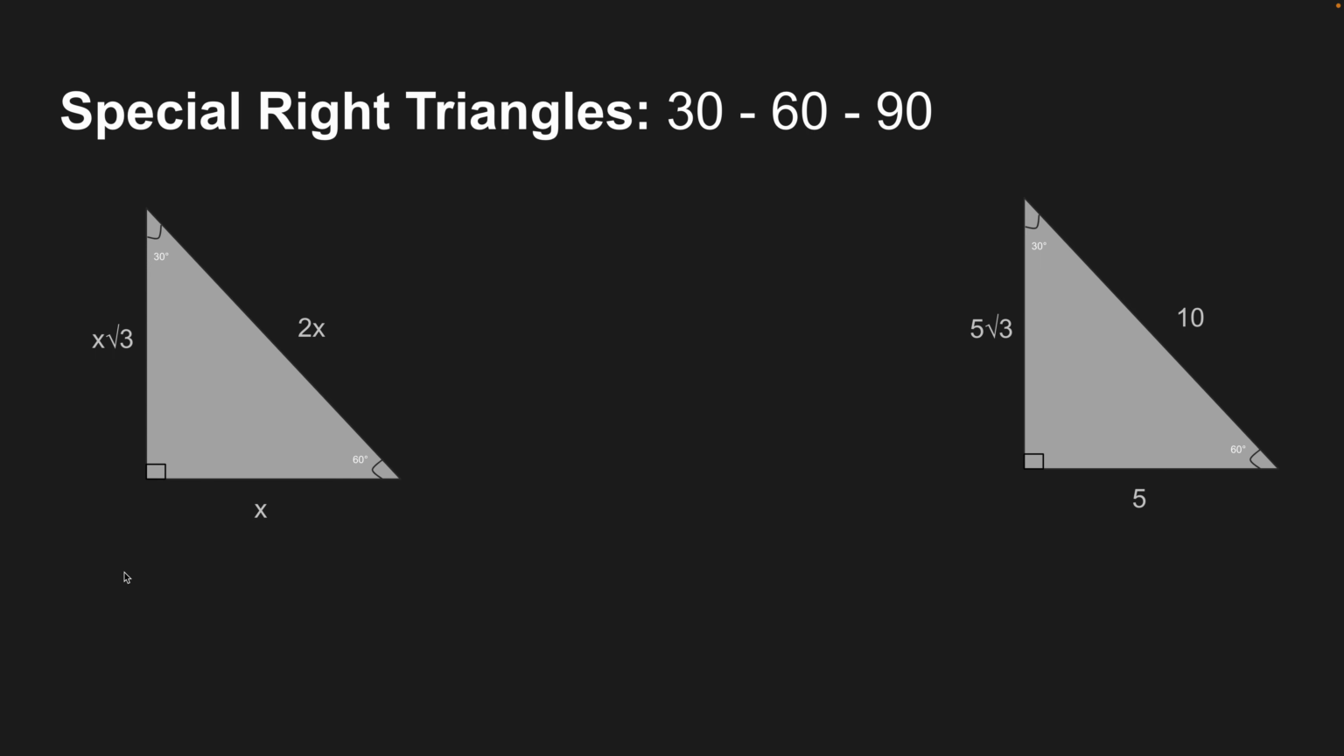The other special right triangle is the 30, 60, 90 triangle. A 30, 60, 90 triangle's hypotenuse is twice the length of the smaller leg. The larger leg is the smaller leg times the square root of 3. For example, if we have a 30, 60, 90 triangle whose smaller leg is 5 units, the larger leg is 5 times the square root of 3 units, and the hypotenuse is 10 units.